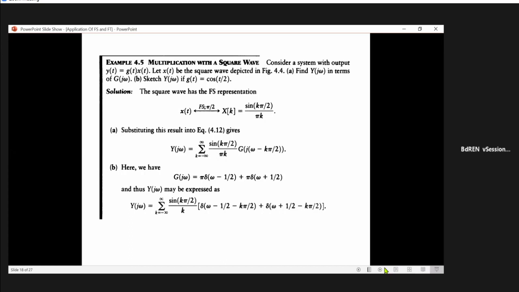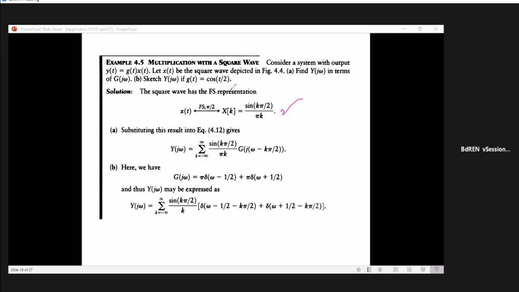Okay, in 4.4a, it is actually a square wave. Yes, sir. A periodic square wave, isn't it? So if it is a square wave, then we can easily analyze it into a Fourier series. Then this will be the Fourier coefficient X_k. Then our objective is what? We need to find Y(omega), that is the multiplication of a signal g(t) with x(t). Your g(t) is given as what?